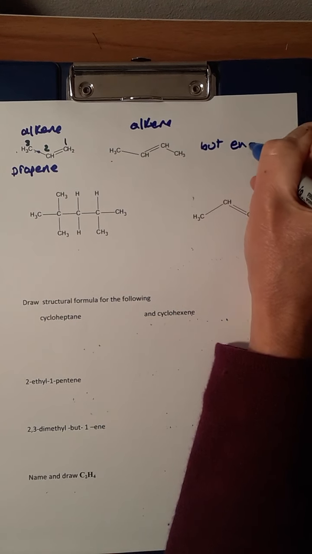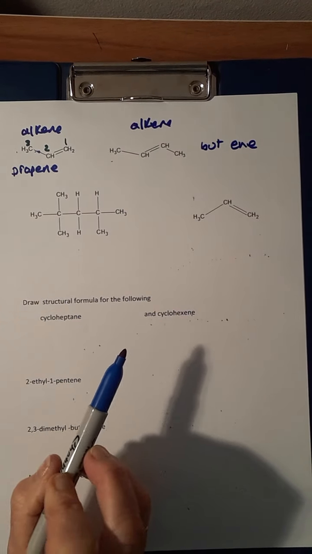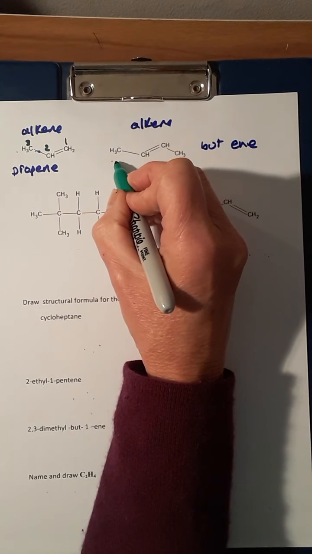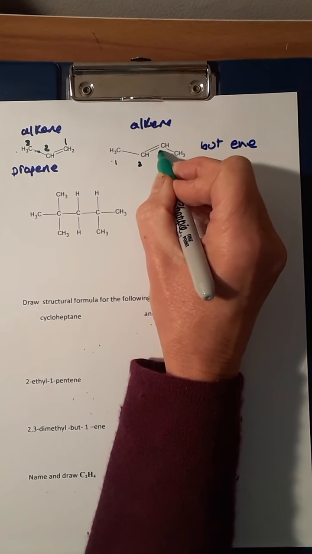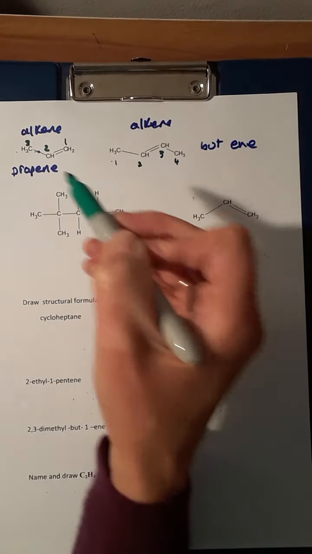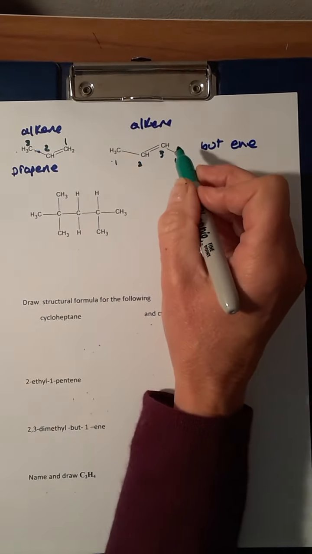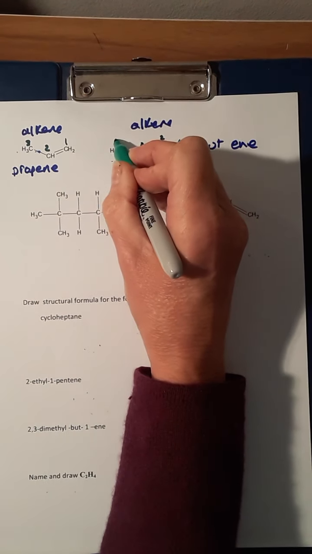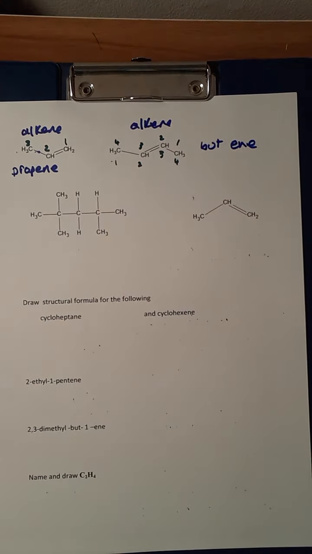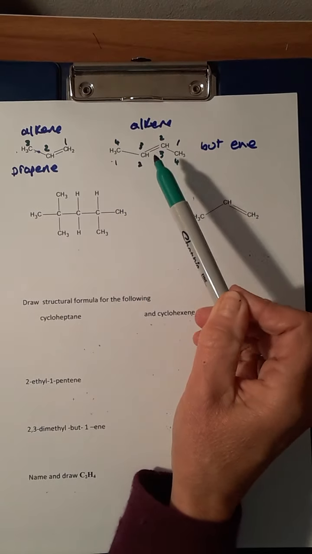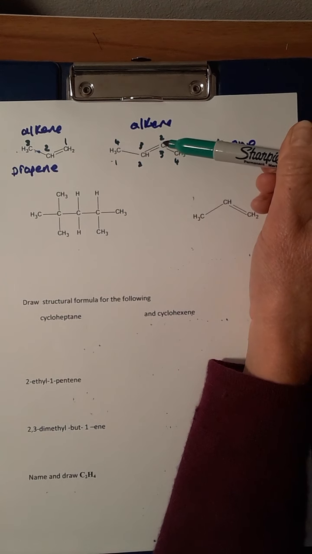Now, I'm just going to say where that double bond is, so I'm going to number the carbons. I'm going to say carbon number 1, carbon number 2, 3, 4. If I were to number it the other direction, right to left, this would be carbon number 1, carbon number 2, carbon number 3, carbon number 4. So it doesn't matter which way I number, whether I go left to right or right to left, the double bond is always on carbon number 2.